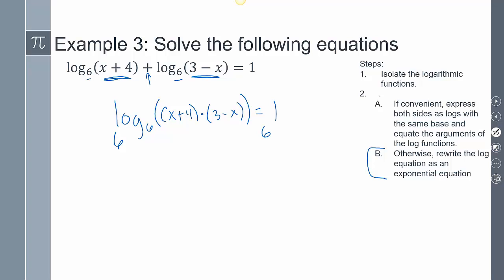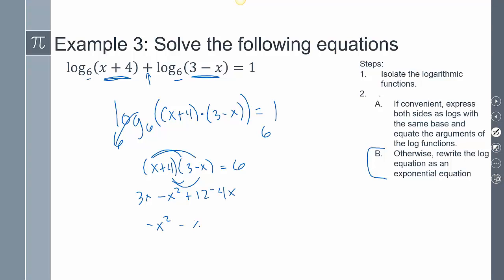So take base 6 to both sides. And so I'm going to get x plus 4 times 3 minus x, and that equals 6. Multiply everything out. So I'm going to get 3x minus x squared plus 12 minus 4x. And so I get negative x squared minus x plus 12 equals 6. Bring that to that side. I get negative x squared minus x plus 6 equals 0. Multiply everything by a negative. So I get x squared plus x minus 6 equals 0.